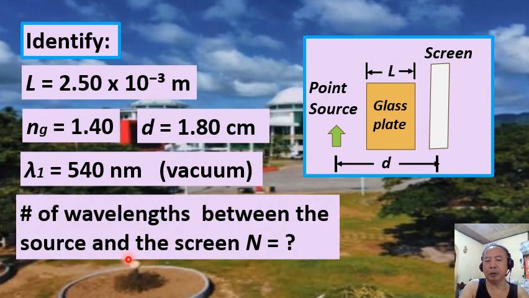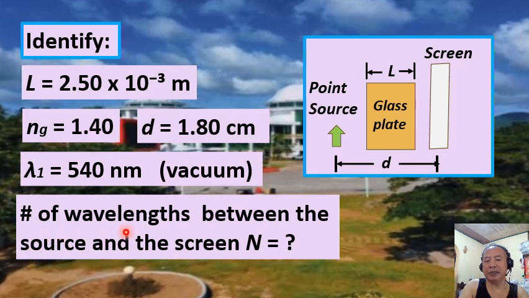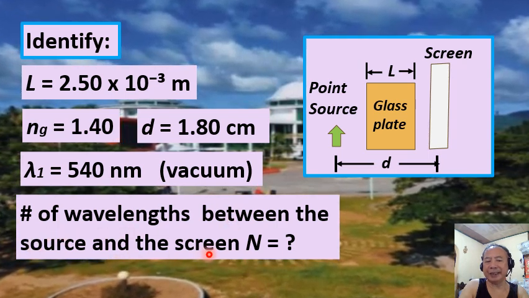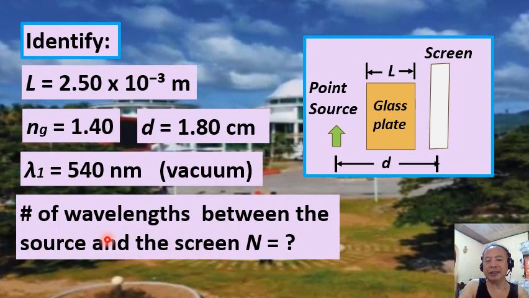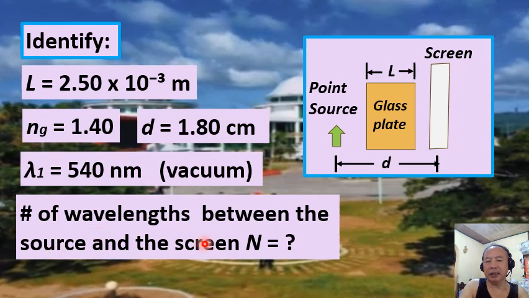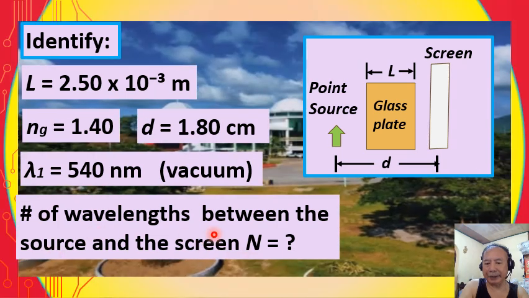And our target variable is the number of wavelengths between the source and the screen. We denote this number of wavelengths in terms of capital N.